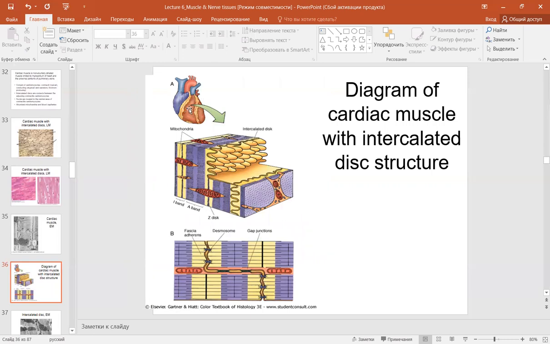Here you have the schematic diagram of the cardiac muscle with intercalated disc structure, interdigitations of one cell contacting another cardiomyocyte, the myofibrils arrangement in the sarcomeric region, the cross striations, cross-linking of the intercalated disc structure consisting of the desmosomal junctions and gap junctions, which arrange the cardiac muscle as the functional syncytium.